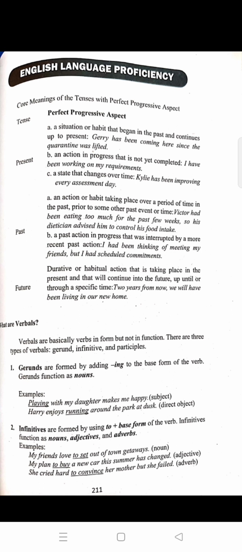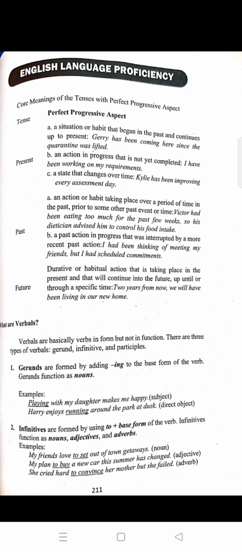Next one, an action in progress that is not yet completed. I have been working on my requirement. So it's still in the present. So he has been doing it and it's still being done until now because it's not yet completed. And the last one, we have a state that changes over time. Kylie has been improving every assessment day.